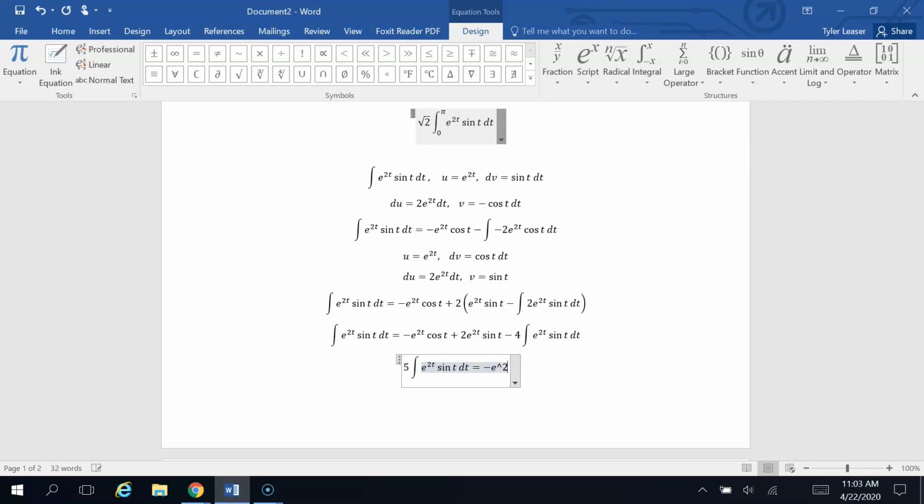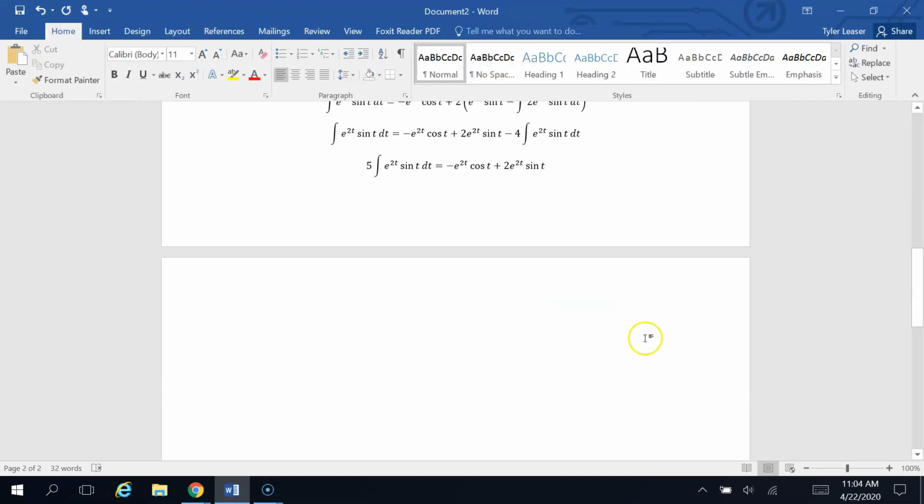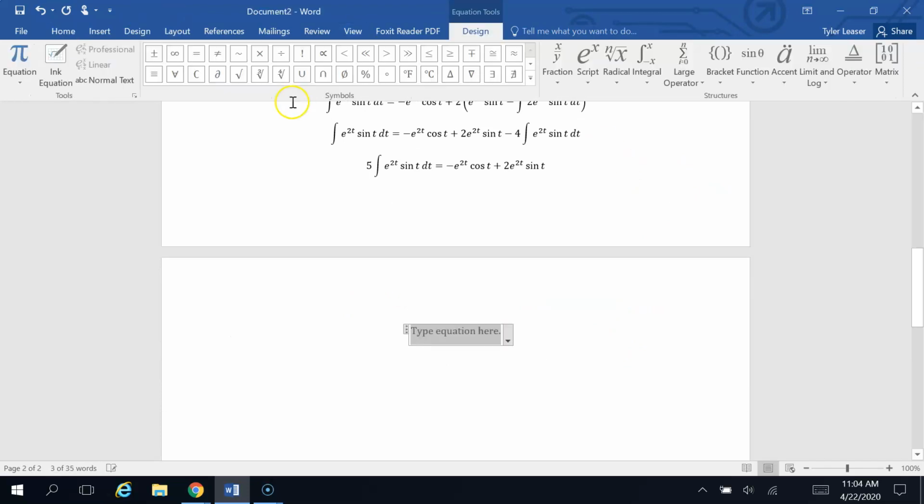On the right-hand side, we still have those remaining terms, the negative e to the 2t cosine t plus the 2e to the 2t sine t. All right, last step will just be dividing the 5 over. So our final answer here for this integral is that this integral, e to the 2t sine of t dt, is negative 1/5 e to the 2t cosine t plus 2/5 e to the 2t sine of t.